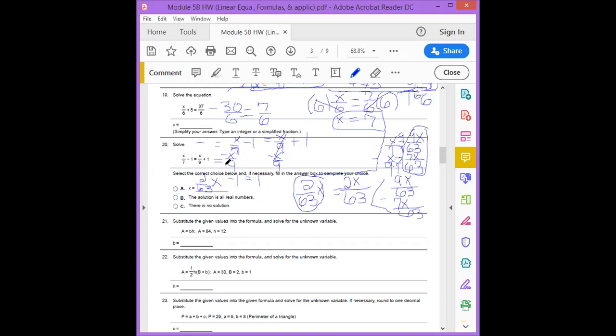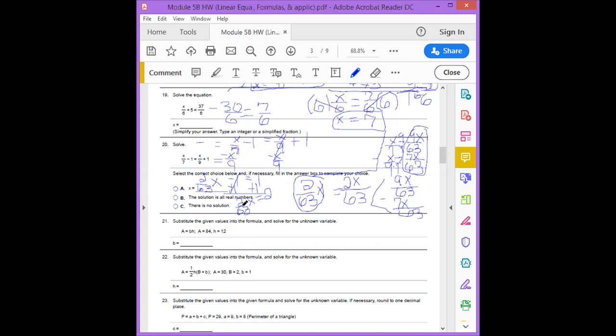Start with the term that's not attached to the letter. So the opposite of subtracting 1 from both sides of the equation is going to be to add 1. So we're adding 1. Negative 1 plus 1 on the left side, that cancels. So we're just left with 2 over 63 x. And then 1 plus 1 equals 2.